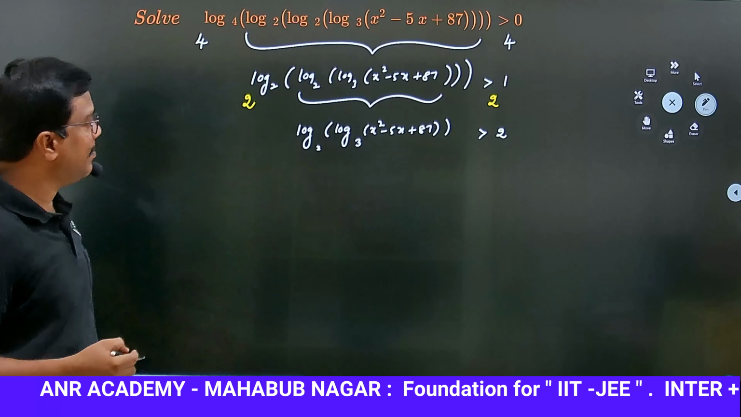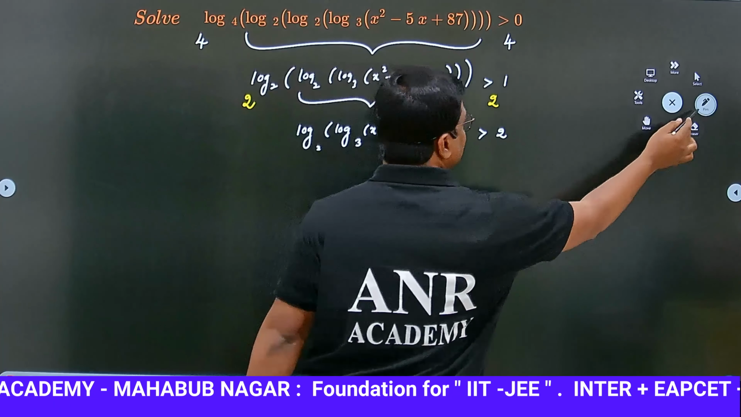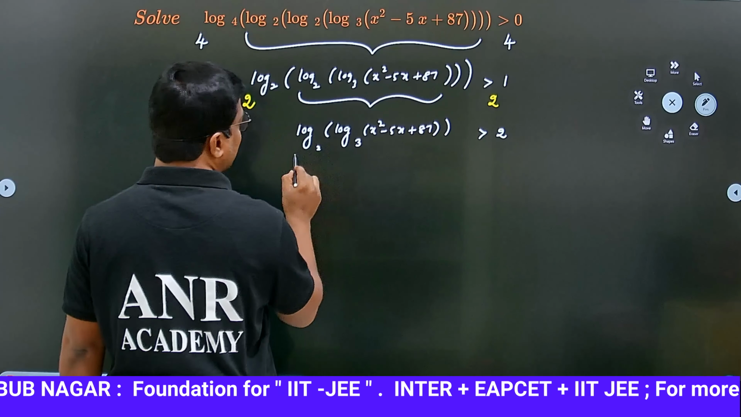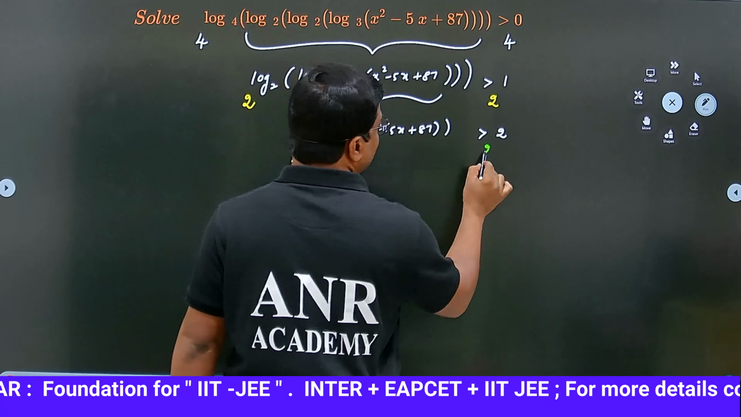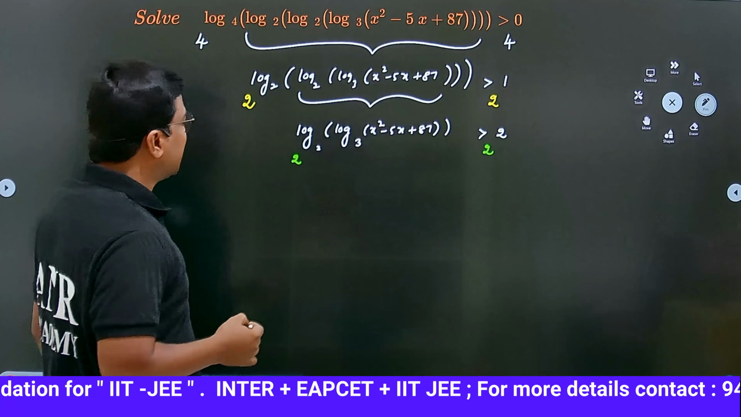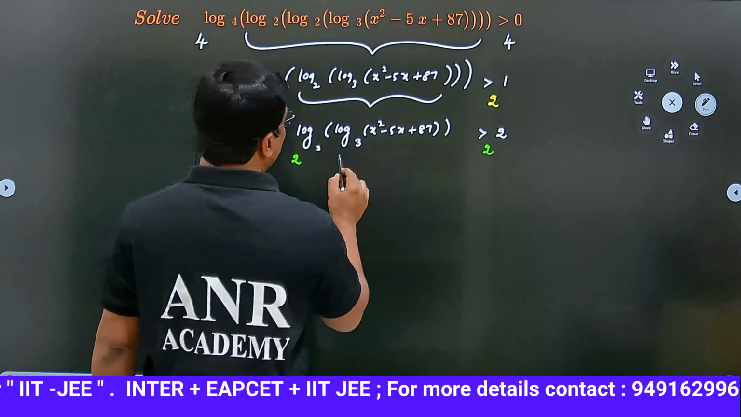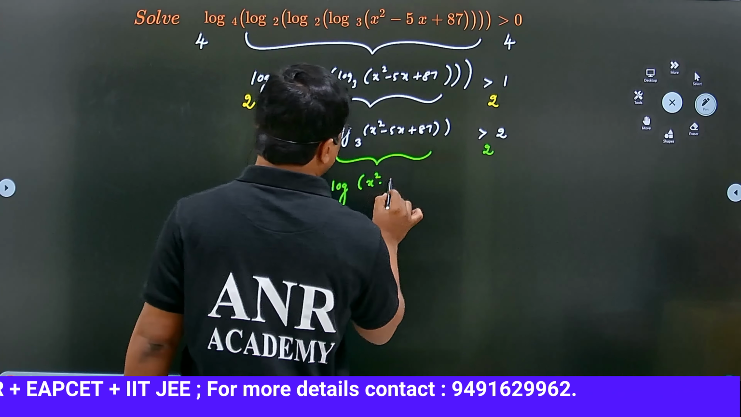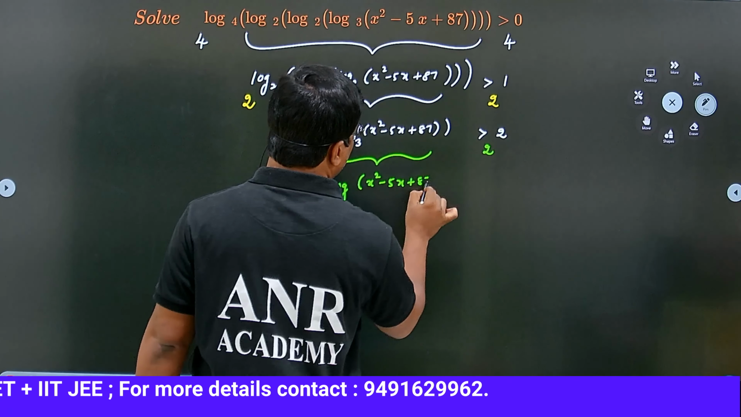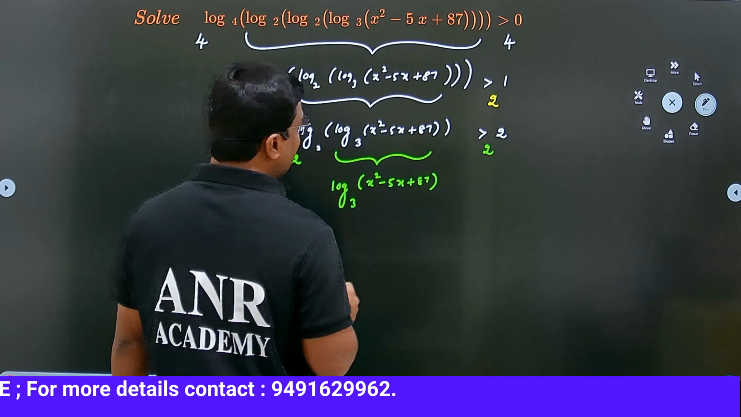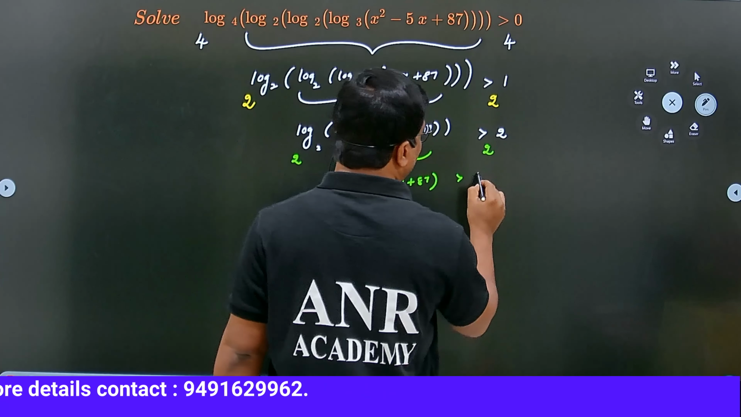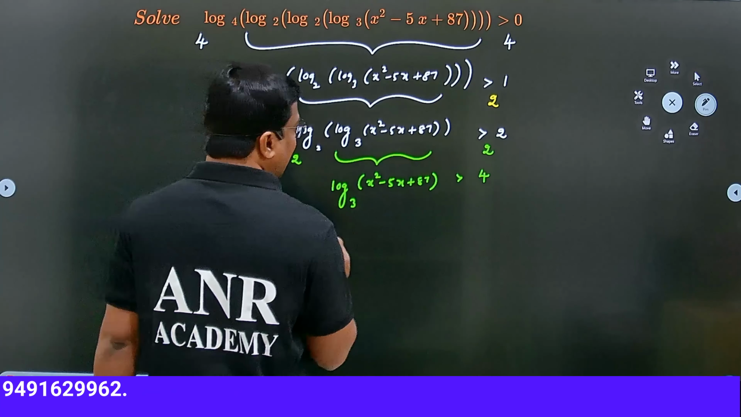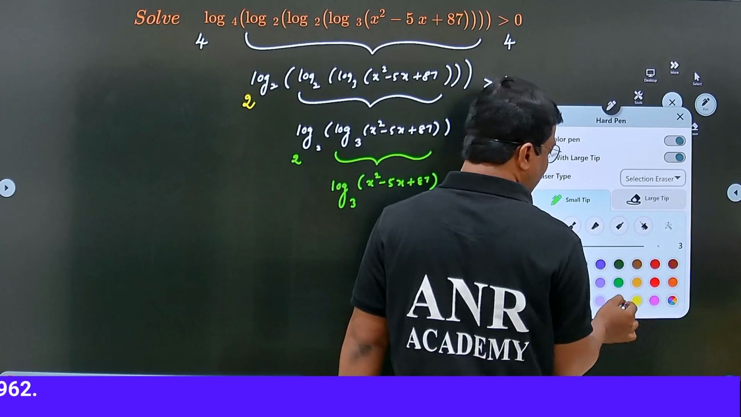In the next step, on both the sides you have to apply base 2 again. Here you have base 2. If you apply base 2 on both the sides, what happens, observe, exponential and logarithm get cancelled, only you will get this portion, that is log of x square minus 5x plus 87 with base 3, and this one 2 power 2, nothing but 4. One more step, apply base 3 on both the sides now.